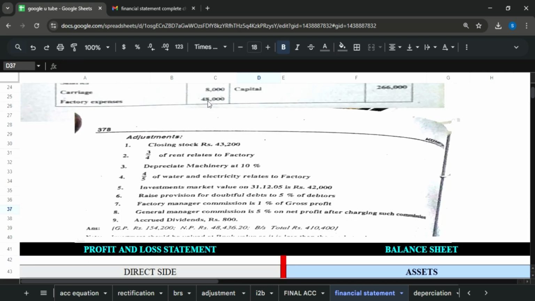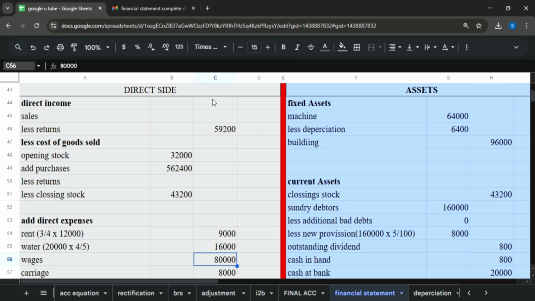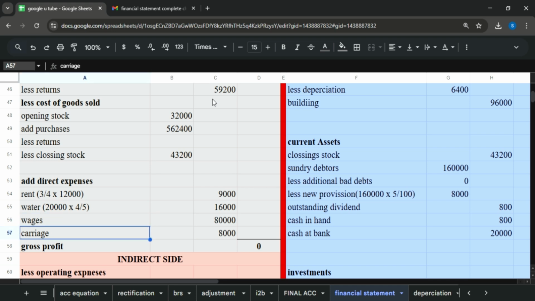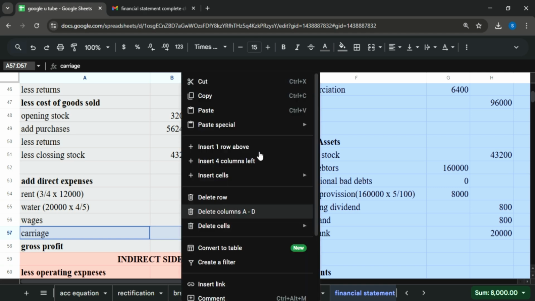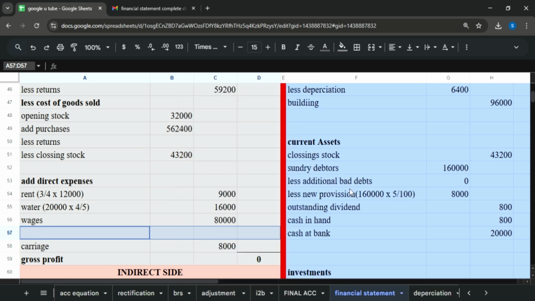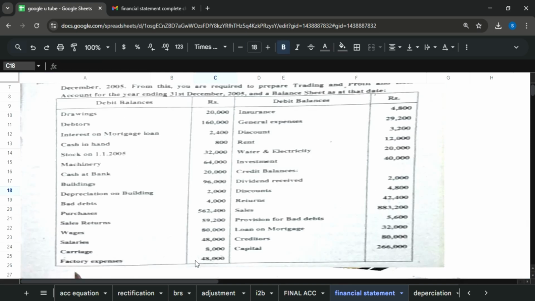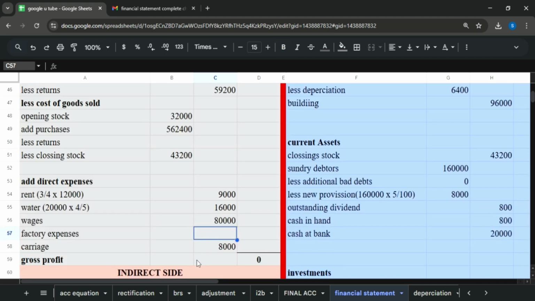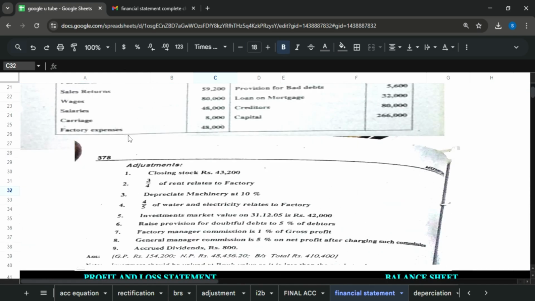And I think we need more space because another direct expense, factory expenses 48,000, is present. So let's make a little more space over here. Factory expenses are needed to be written on the direct side. For that we have made the space. Here you will write factory expenses, amount of factory expenses 48,000, big amount, 48,000. Alright, as you have seen, this left side is completed, last amount was factory expenses.